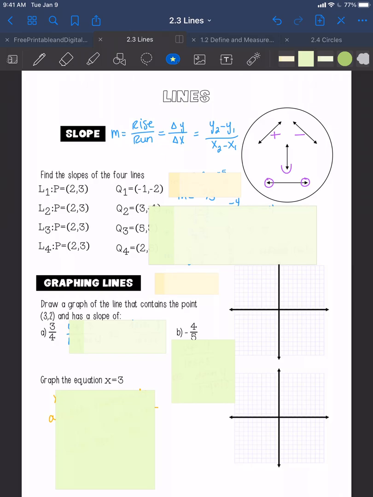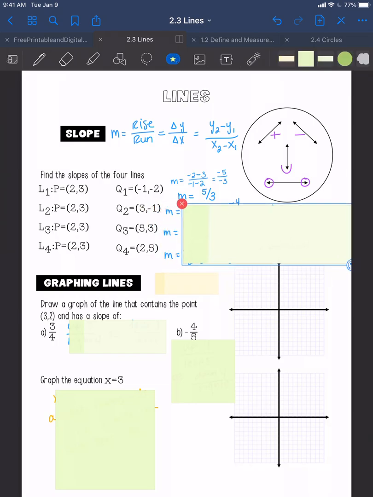So here we're asked to find the slopes of the 4 lines. Notice point P is the same for all of them. We have different point Q's, Q1, 2, 3, and 4, and we're going to find the slope of each one. So remember, make sure you're subtracting your y's on top first. So m is going to equal negative 2 minus 3 over negative 1 minus 2. That simplifies to negative 5 over negative 3, and that equals positive 5/3. So the slope of line 1 is positive 5/3.